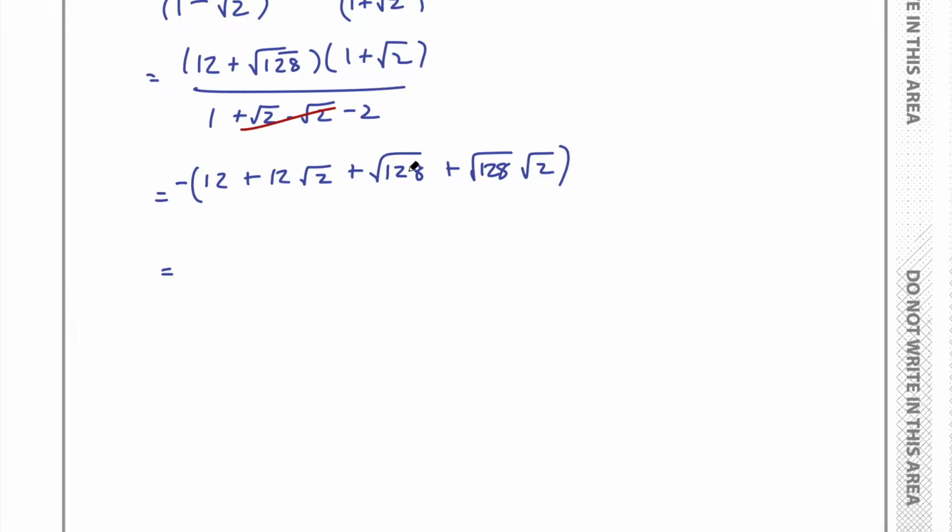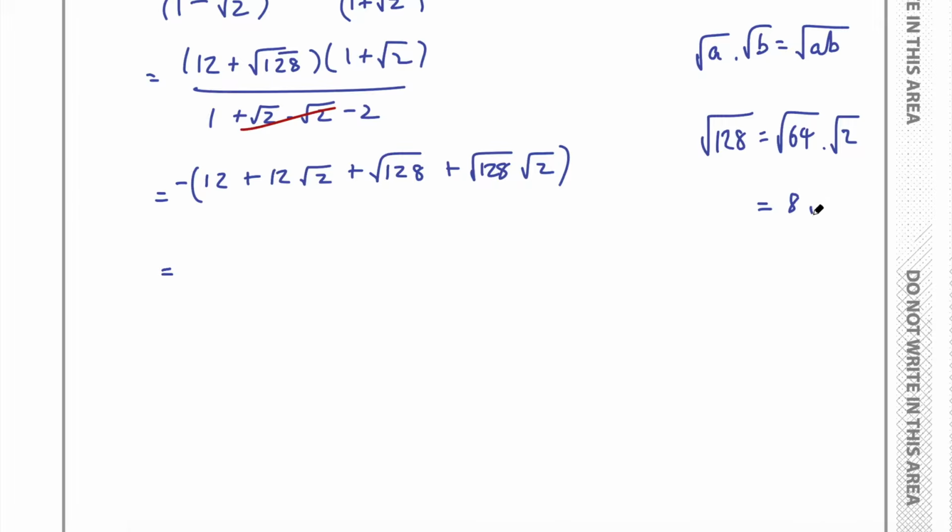So have a look at these terms and see if you can change them into a term with a root 2. So root 128 could be written as the square root of 64 times the square root of 2, because remember that the square root of a times the square root of b is the same thing as the square root of ab. So you need to know your index laws or your surds laws for that. The root of 64 is 8, so this would be 8 root 2.